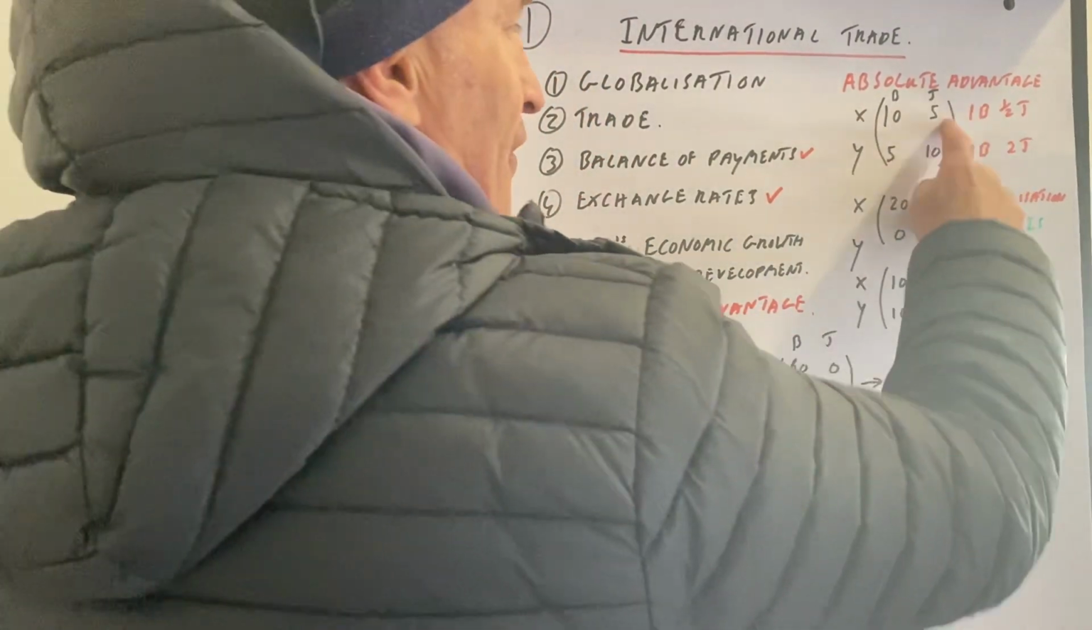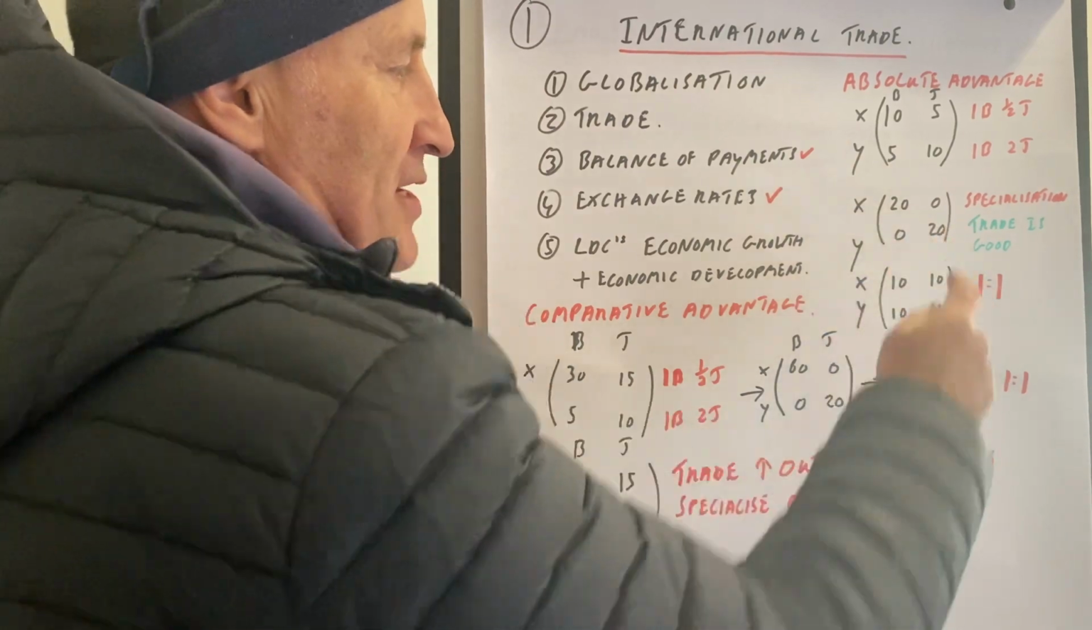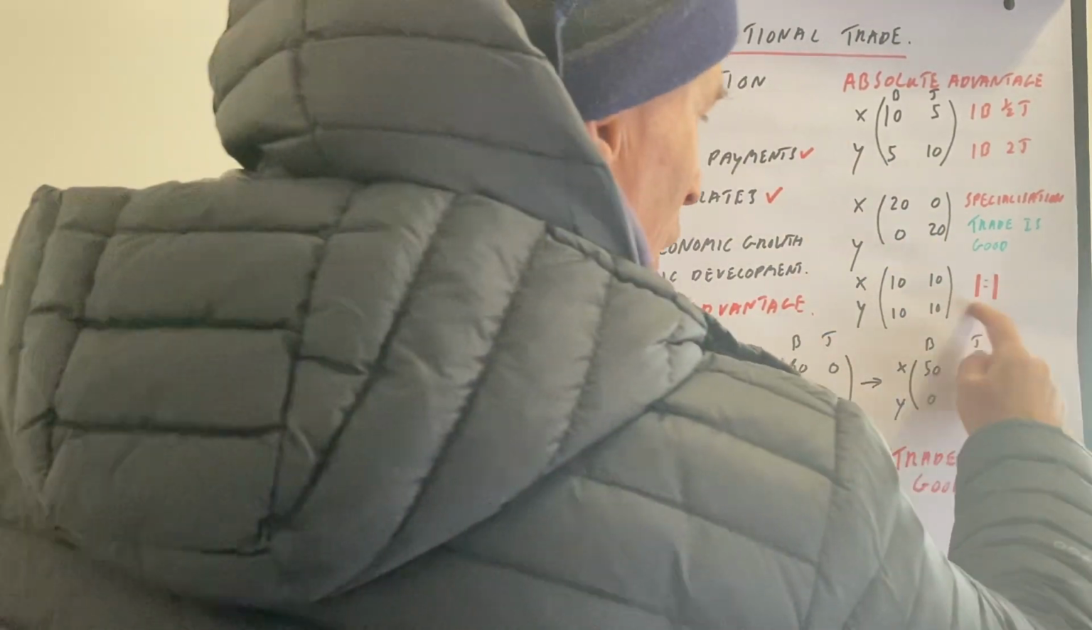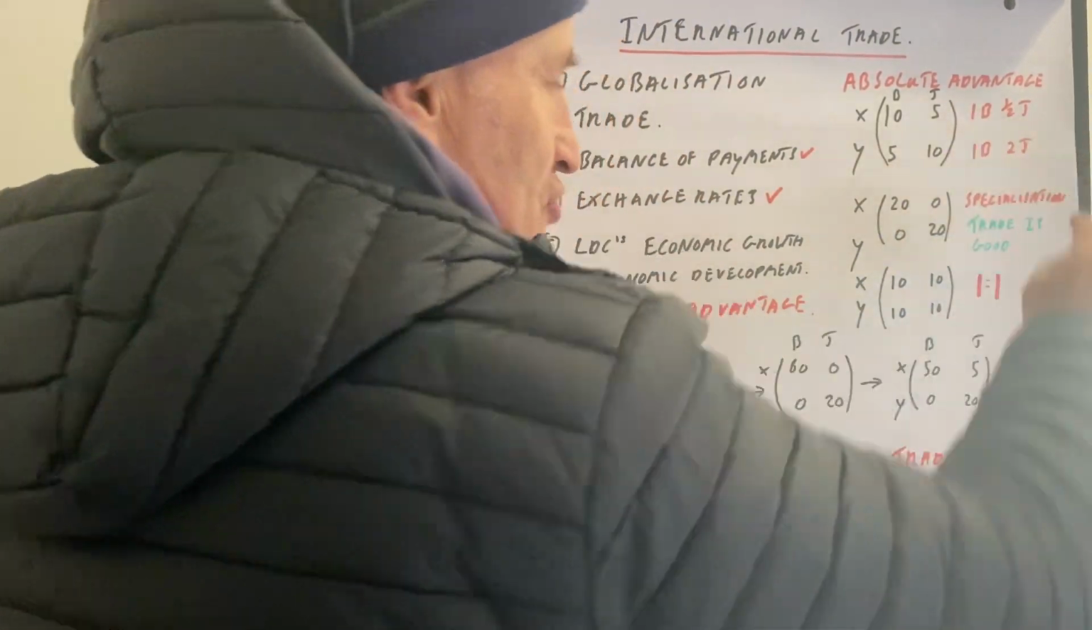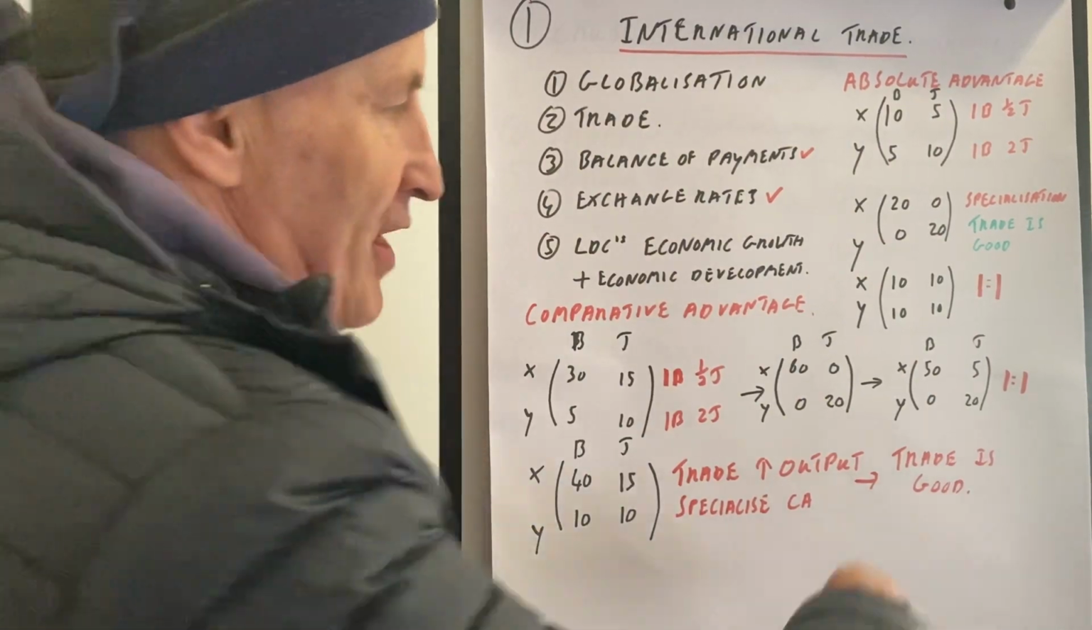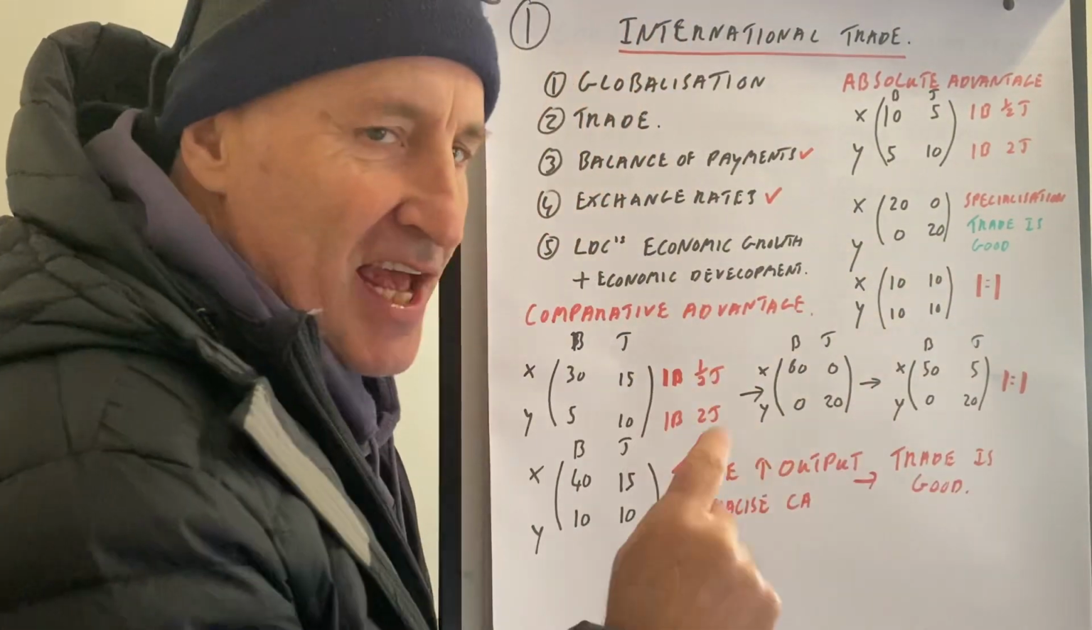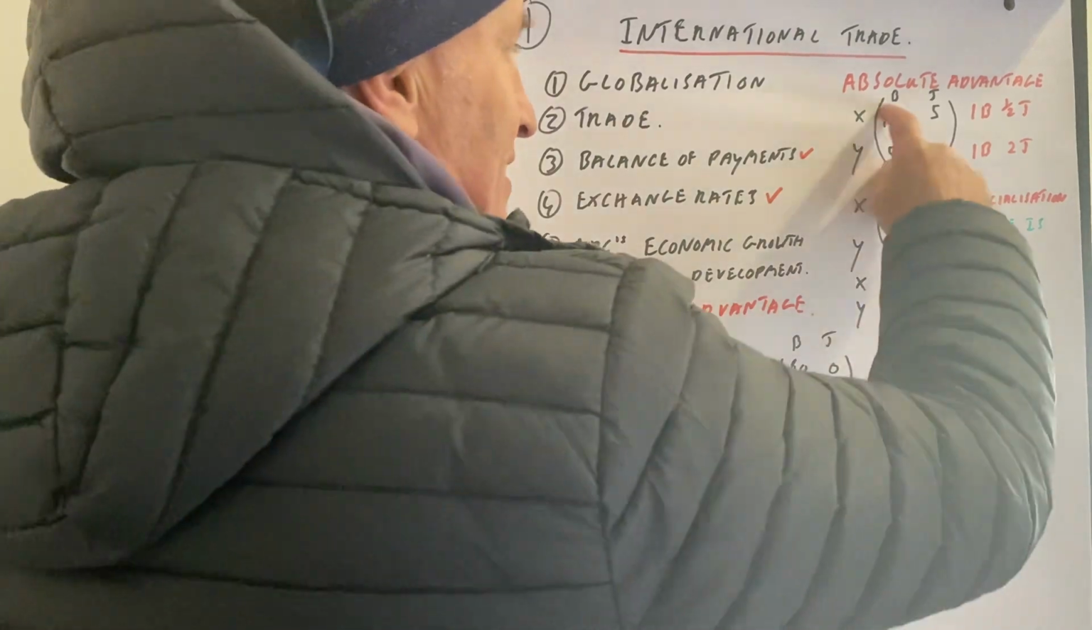So we go from 10, 5, 5, 10 to 20, 0, 0, 20, and then we trade on a one-on-one basis between the opportunity cost ratios. And if we do that, we get 10, 10, 10, 10, and 10, 10, 10, 10, believe it or not, is bigger than 10, 5, 5, 10.